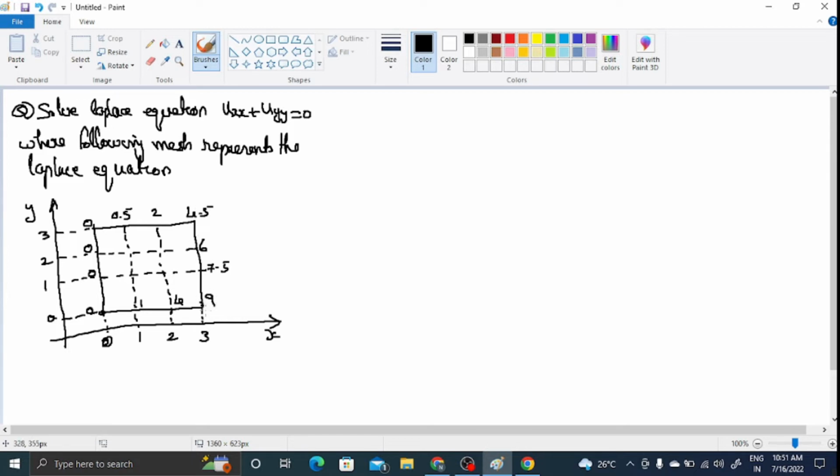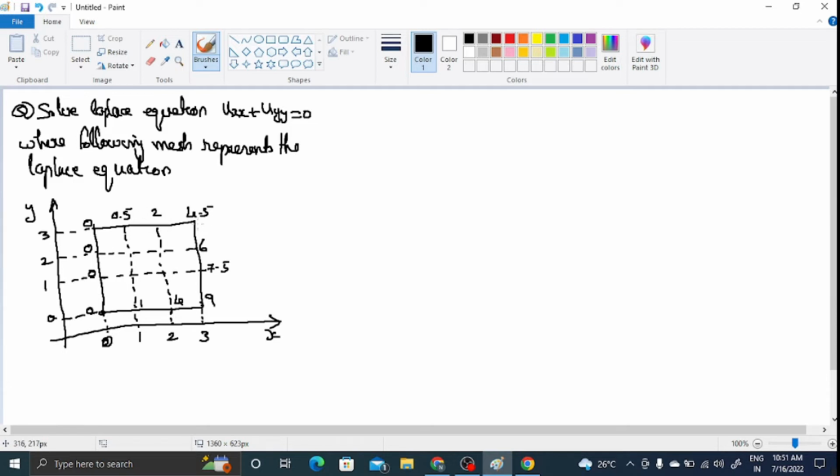Now take the rightmost boundary. The bottom point, corresponding to (3,0), has value 9. Corresponding to (3,1), value is 7.5. Corresponding to (3,2), value is 6. And the top right point, corresponding to (3,3), value is 4.5. Now the top boundary: corresponding to (0,3), value is 0. Corresponding to (1,3), value is 0.5. Corresponding to (2,3), value is 2.